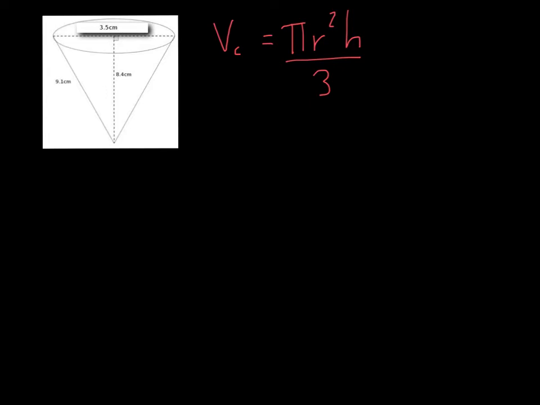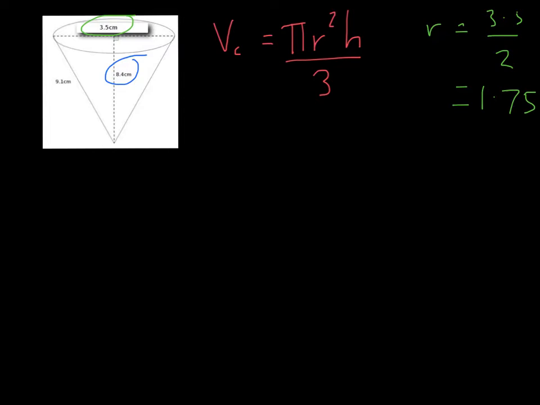So looking for our important information, you can see that we have been given a height of 8.4 centimeters. That's pretty straightforward. But we've been given a 3.5 centimeter diameter, so we are going to need to halve that. So our radius is going to be equal to 3.5 divided by 2, which you might know off the top of your head is equal to 1.75. So now we have our values that are required to find the volume of the cone.